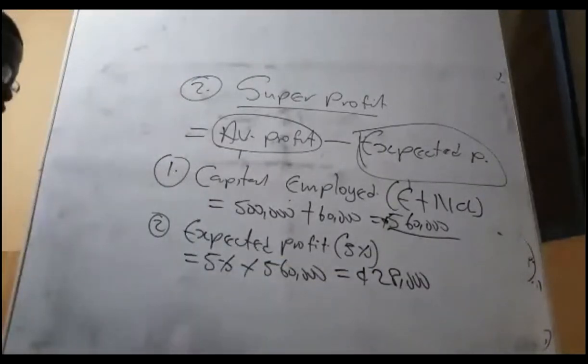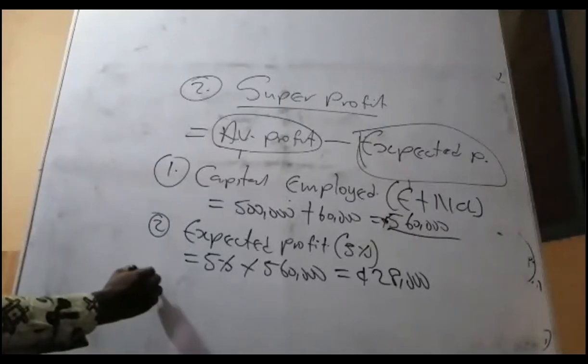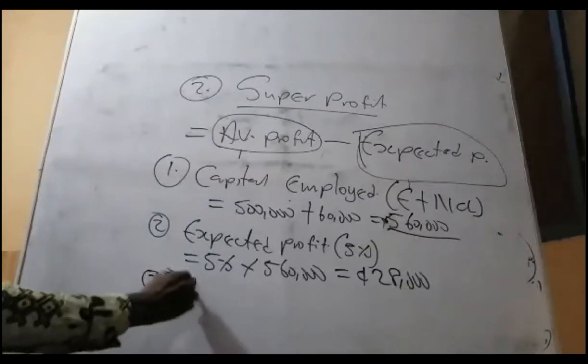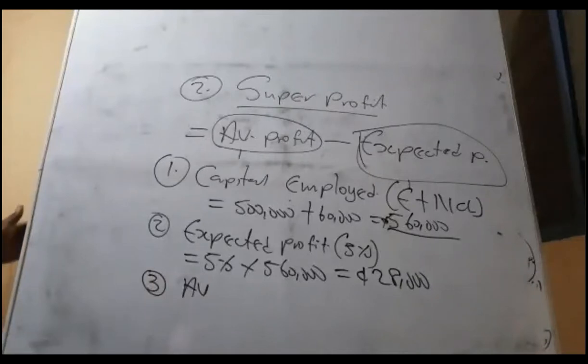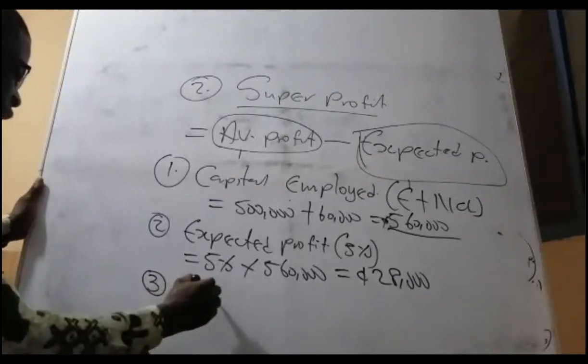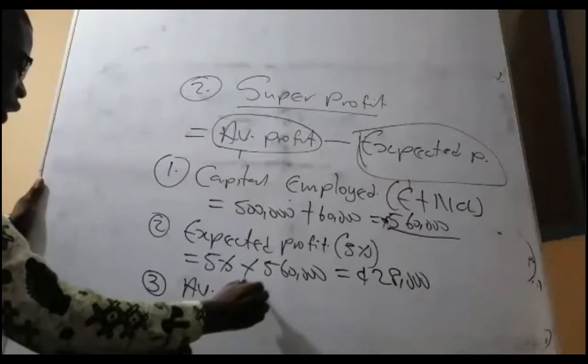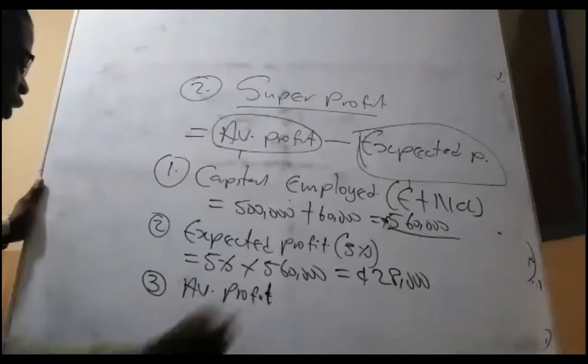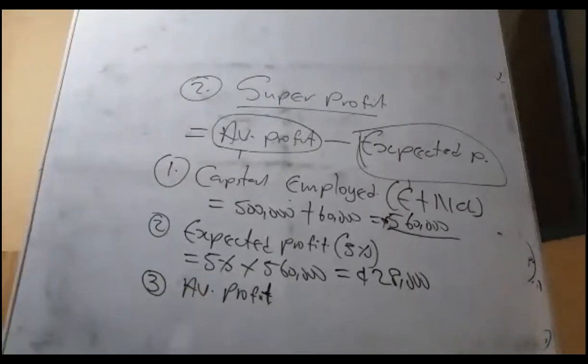Okay, now let's see. Then step three, we should look for the average profit. I was told that you're very good at it, so you will look at it for me. Average profit. How do you find average profit? Add all the last years' profit together and divide by the number of years. That is the average profit. Okay.